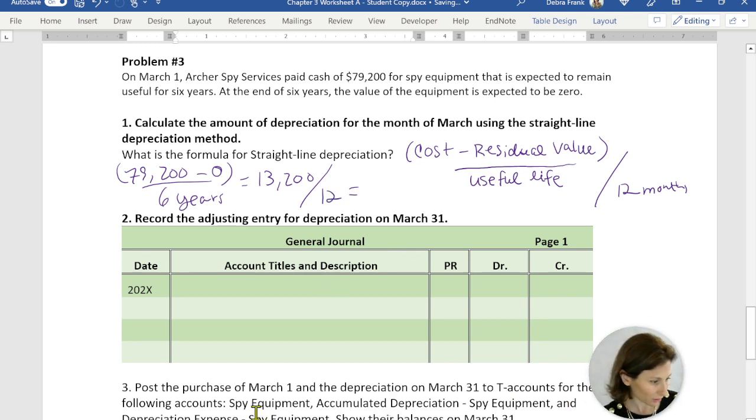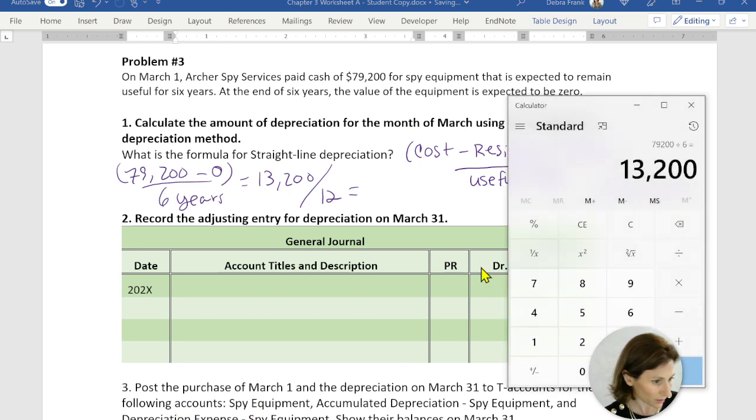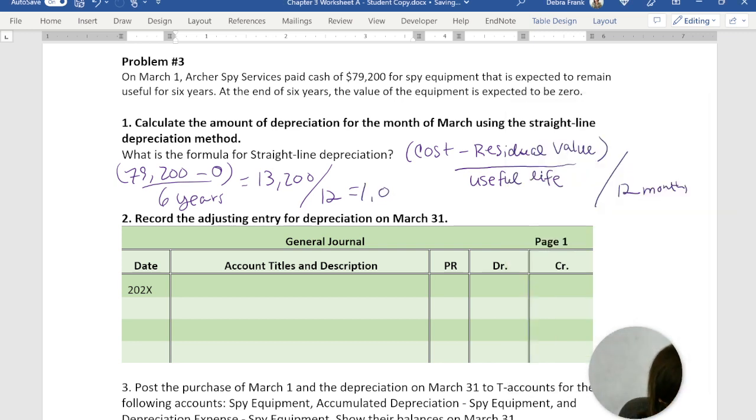Let's bring that calculator back up. All right, divide by 12. So we're looking at 1,100 per month for our depreciation. So we're going to go ahead and record depreciation expense for 1,100. All right, so that was our straight line. That was straight line depreciation's formula. They usually write it as SL. All right. So we figured out our amount. That was the toughest part. Let's go ahead and do our journal entry.